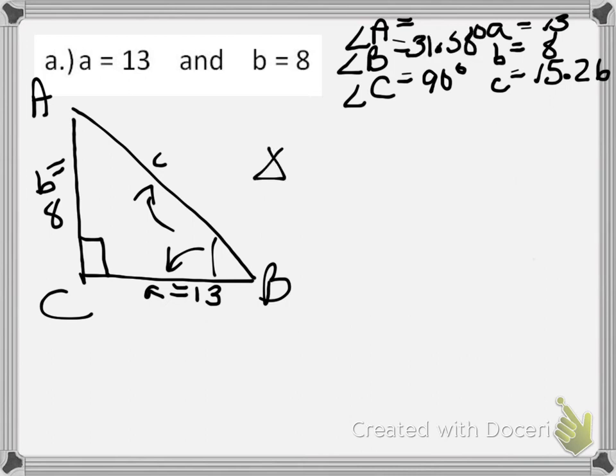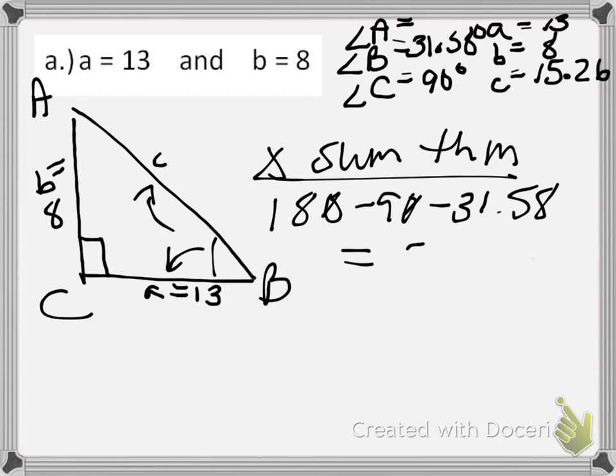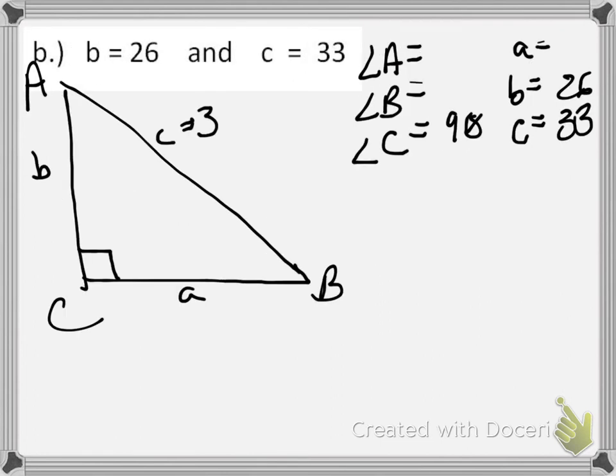Last step is the triangle sum theorem. So I take 180 and I subtract the angles that I know, which are 90 and 31.58. And I got that the missing angle, or angle A, was 58.42. So if you worked it out on your own and you got this, congratulations. You're going to get an 8 on the test. All right, you guys, moving it along.